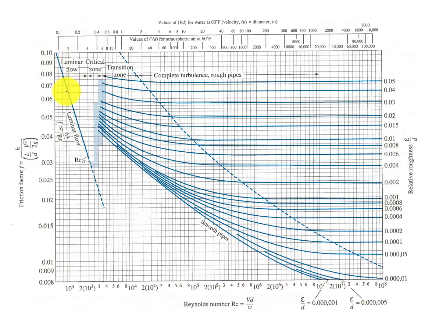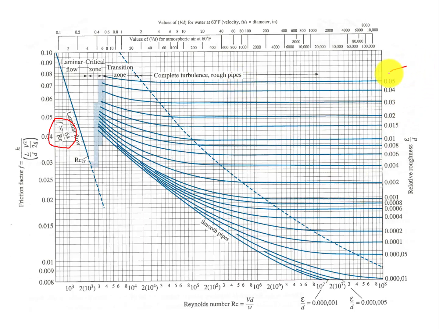Here we have our laminar flow line, and the equation is actually given right on here. F is equal to 64 over the Reynolds number. Here is our smooth pipe line for turbulent flow, sort of the lower bound of this whole family of curves. And then as the pipe roughness increases from 0, which it is for a smooth pipe, these lines of constant roughness get higher and higher and higher.